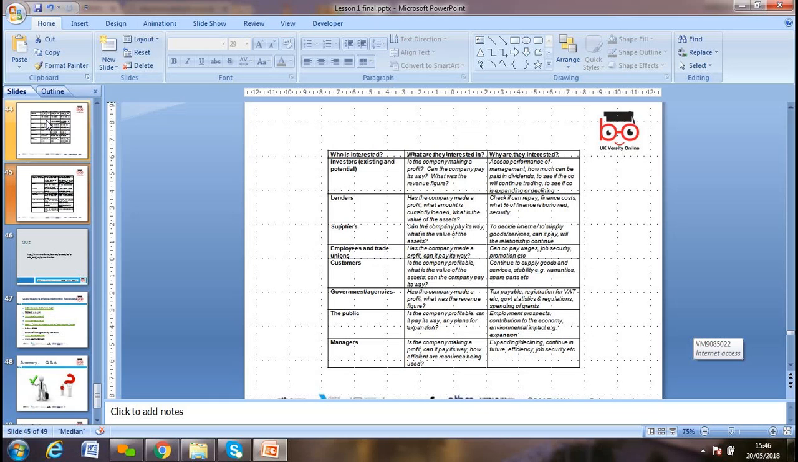Lenders look for different sorts of information as well: has the company made a profit, what amount do they currently owe on loans, and what is the value of the assets. Suppliers want to know if the company can pay its way, and what the value of the assets is. So all these are different users, with different perspectives and interests, and they make different decisions, using the financial information from a different perspective.